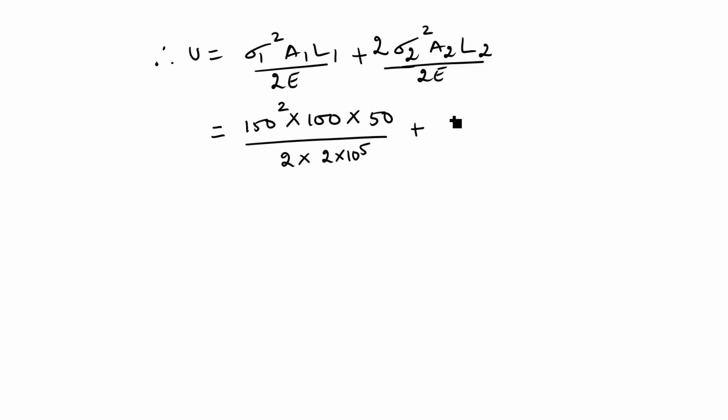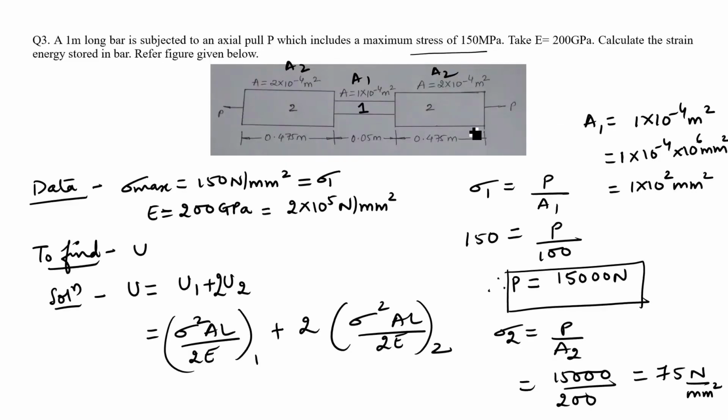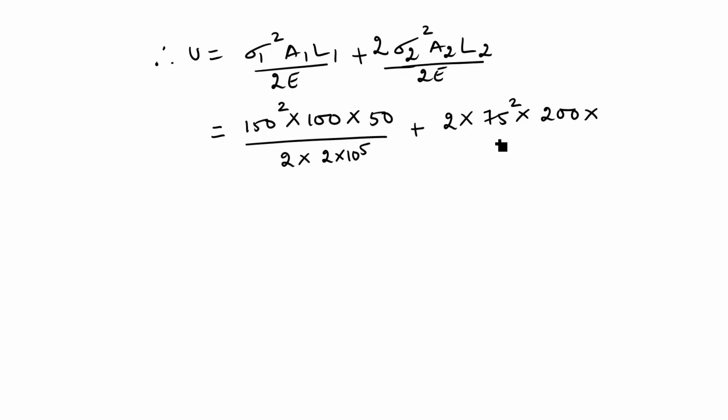plus this is 2 into sigma 2 is 75 square. The value of A2 is 200. L2 is 0.475 meter. So this is multiplied with 1000 to get into mm, so this will be 475 mm upon 2 into 10 raised to 5. When I solve this in my calculator, I get the value as 2953.125 Newton mm.